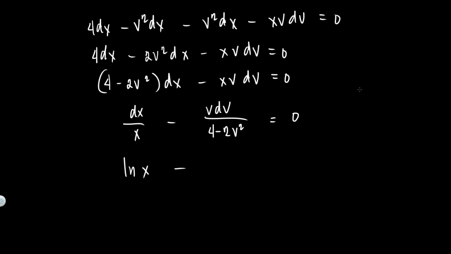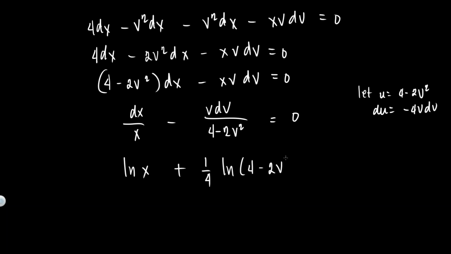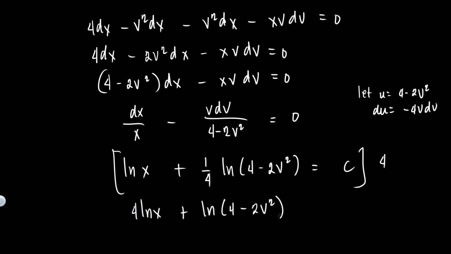Okay. If we let u be equal to 4 minus 2v squared, du is minus 4v dv. So we are missing a negative 4, right? So we need to introduce minus 4 outside the integral. So minus minus becomes plus. Plus 1 over 4 times ln of 4 minus 2v squared equals some constant, right? Okay. So multiply everything by 4. So we have here 4 ln of x plus ln of 4 minus 2v squared equals 4c. Still a constant, right?